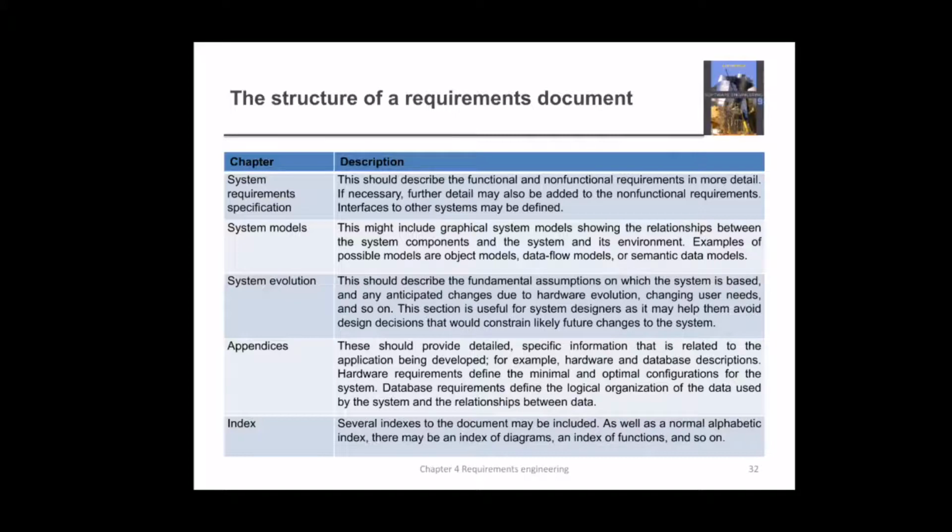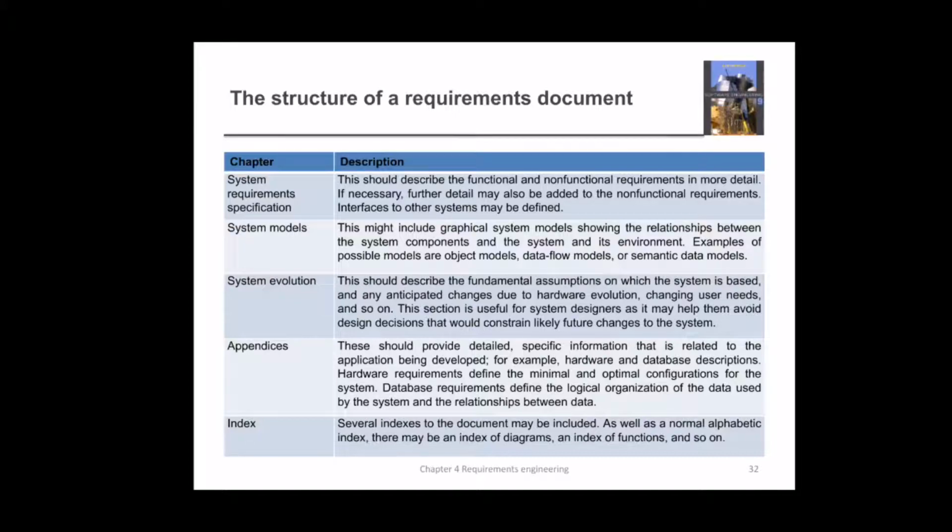Why it is used by the designers is, designers make use of this, and they are going to alter the system in such a way that in future if someone is coming up with new requirements, that can be easily adapted over here. Then we have appendices. This should provide detailed, specific information that is related to the application being developed. For example, hardware and database description. Everything should be explained in detail over here about the hardware and the database that we have used.